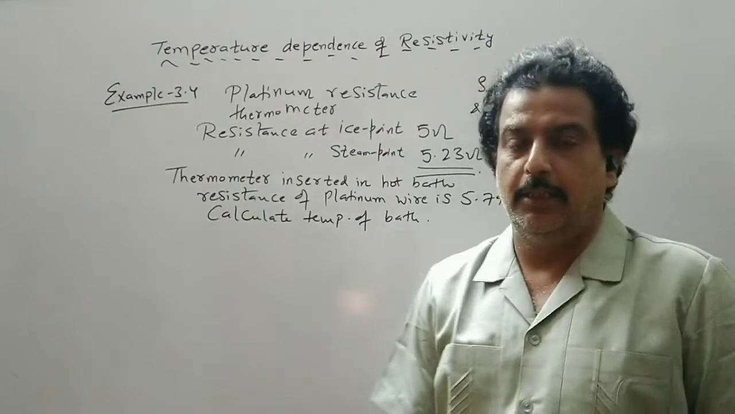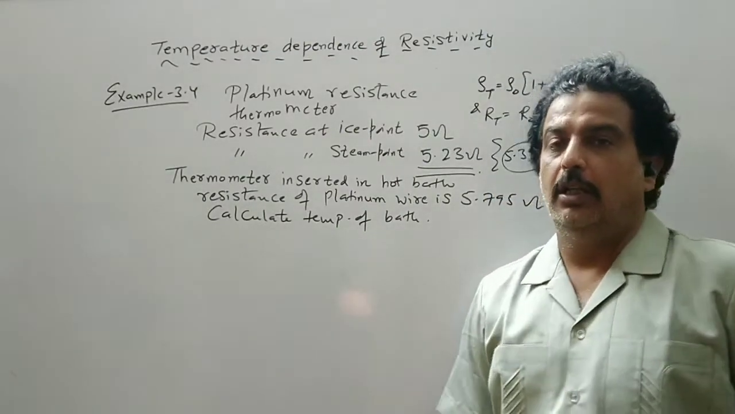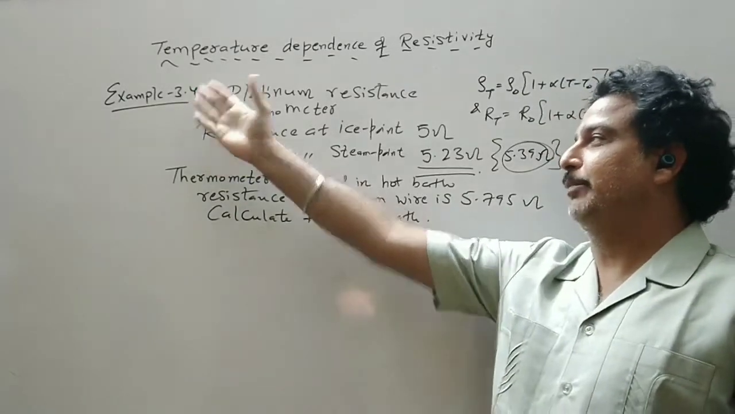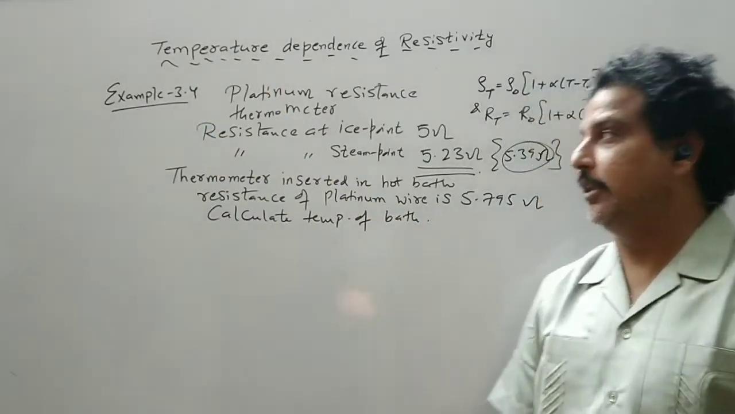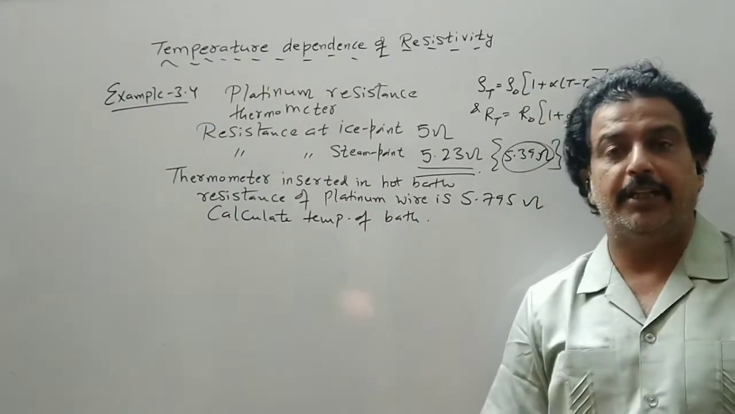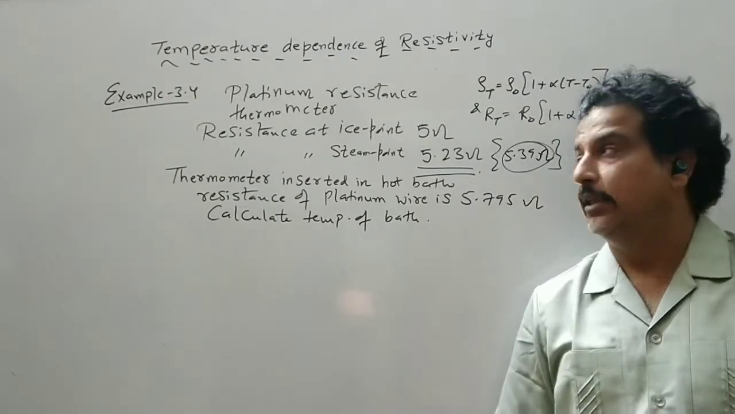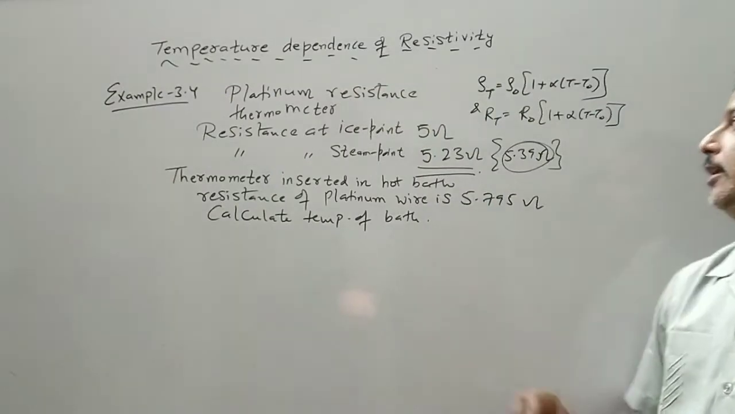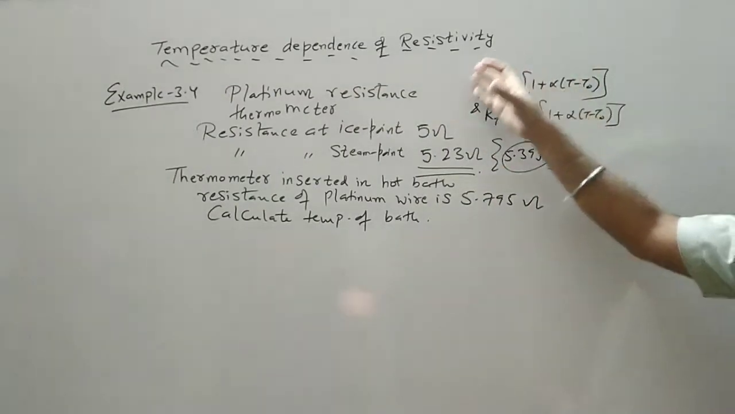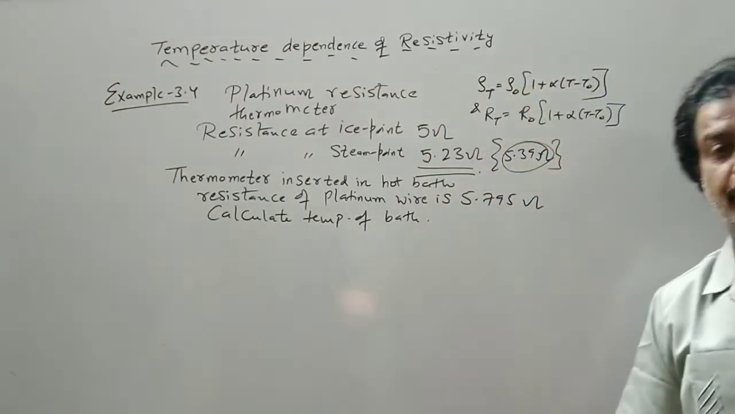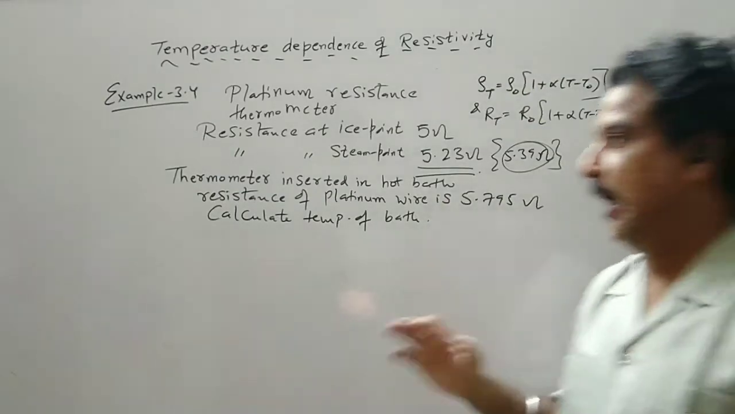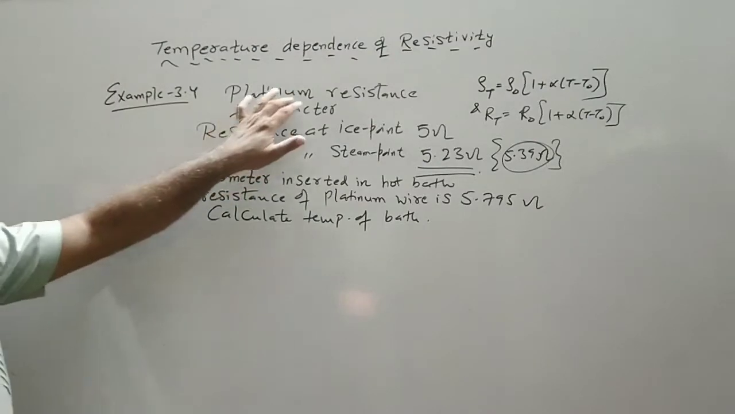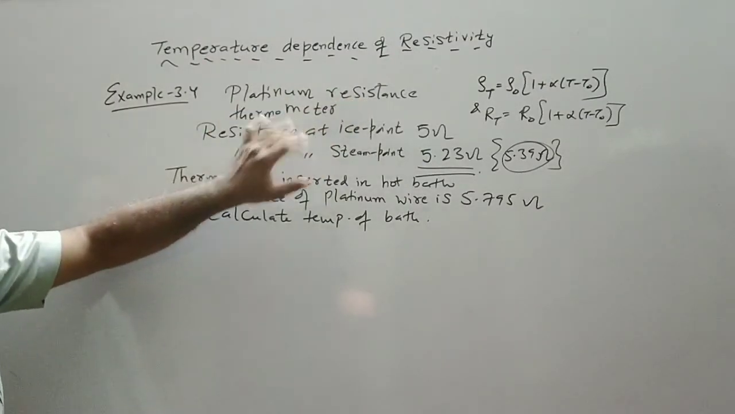Hello students, we will continue our previous lecture with example 3.4 in this lecture. In the last lecture we did example 3.3 and the topic temperature dependence of resistivity, where we have seen or written this formula. Now in this example we have a platinum resistance thermometer.